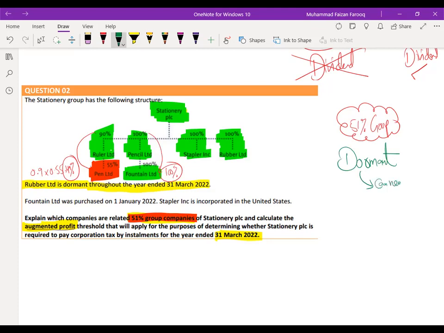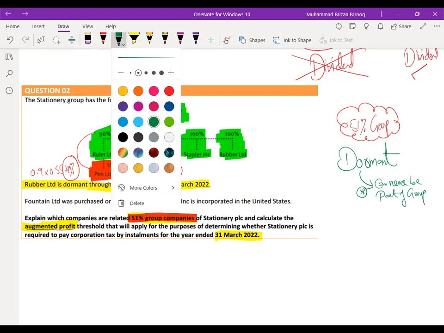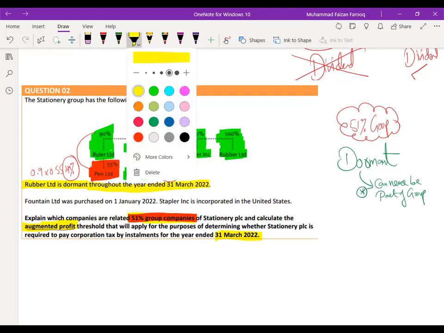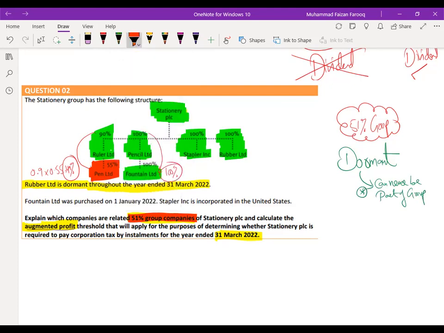A dormant company can never be part of a group. Either way, they will never be part of our group. So Rubber, although it was green, and I asked you if there were any questions and you said no. Now I am changing. Rubber is green, but I am going to eliminate Rubber.